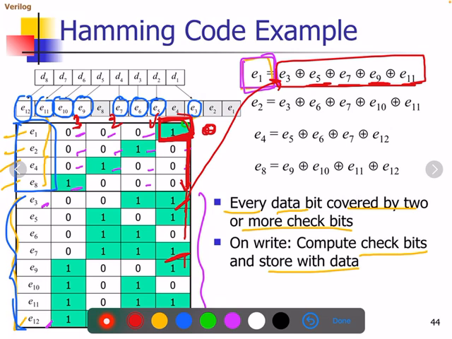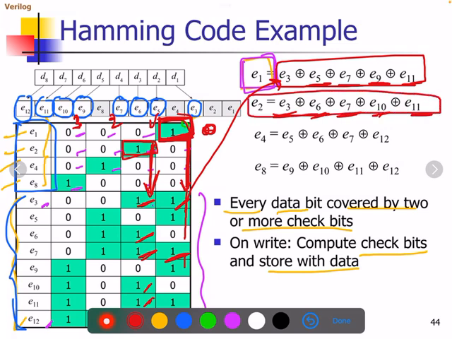Similarly with E2, E2 contains 1 in position 1. So look down the table at which other data bits contain 1 in the same position. E3, E6 contains 1, E7 contains 1, that's why they are in the formula. E10, E11 contain 1. So have a look at this. That's how we got this formula.